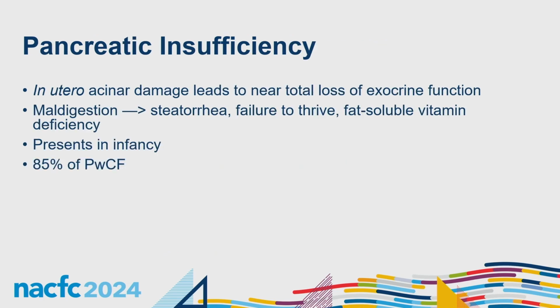One manifestation of pancreas pathology is exocrine pancreatic insufficiency. Here, in utero, CFTR dysfunction results in acinar damage, which can lead to near total loss of exocrine function. This results in maldigestion, which clinically presents as diarrhea or greasy stools, failure to thrive or malnutrition, and fat-soluble vitamin deficiency. This typically presents in infancy and affects up to 85% of persons with cystic fibrosis.